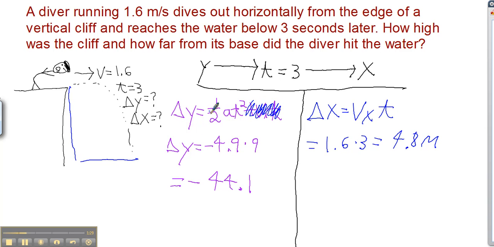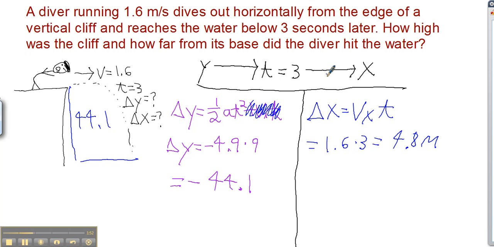And then 1/2 of a is negative 4.9. And then t squared, since t was 3, t squared is 9 seconds. So we just work that out, and you get negative 44 meters, which means he fell 44.1 meters down.